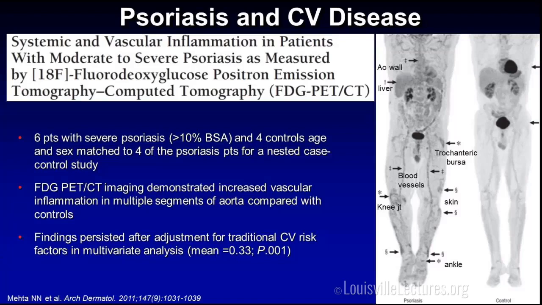What he did here was take 6 patients who had severe psoriasis, which he defined as greater than 10% body surface area, and 4 control patients who were matched by both age and sex to 4 of those severe psoriasis patients. And he performed FDG PET-CT imaging. What he showed was that compared to the control patients, FDG PET-CT can identify increased uptake or increase in inflammation in a number of organs in psoriasis patients. From a vascular standpoint, throughout the aortic wall, throughout the femoral arterial tree and other blood vessels.